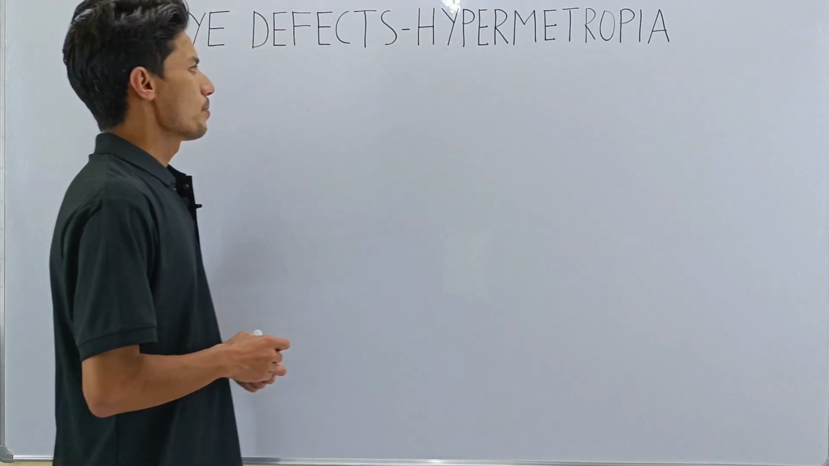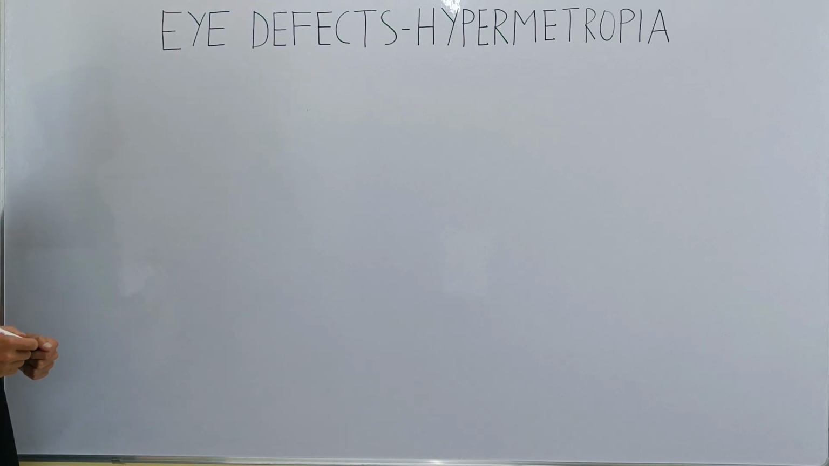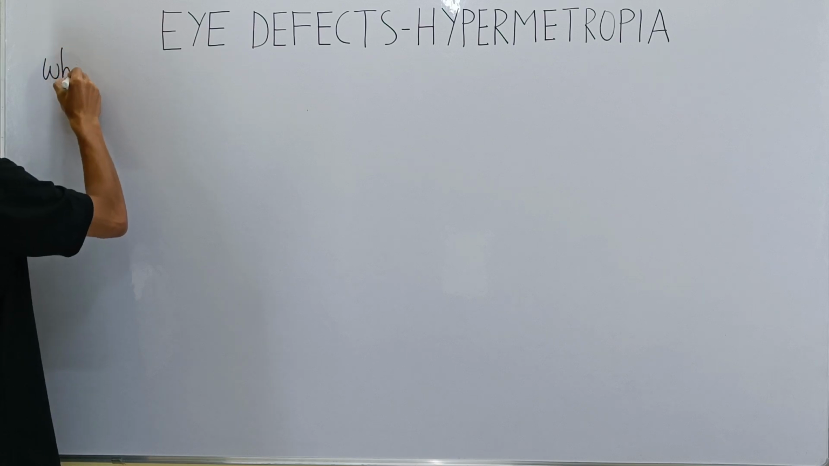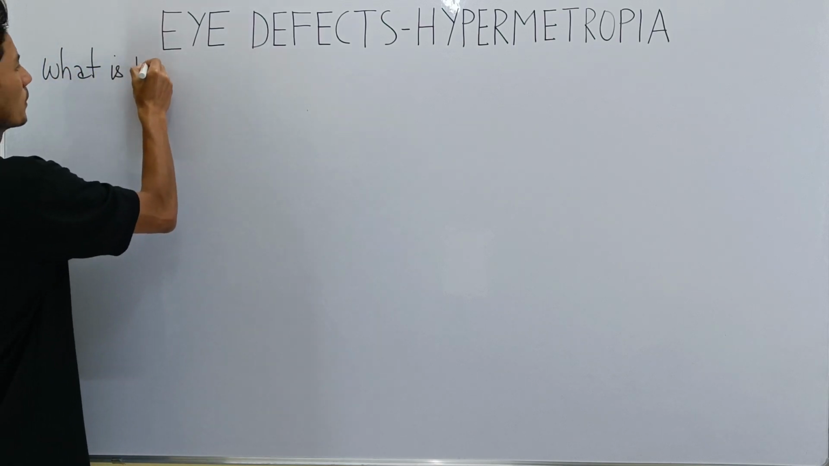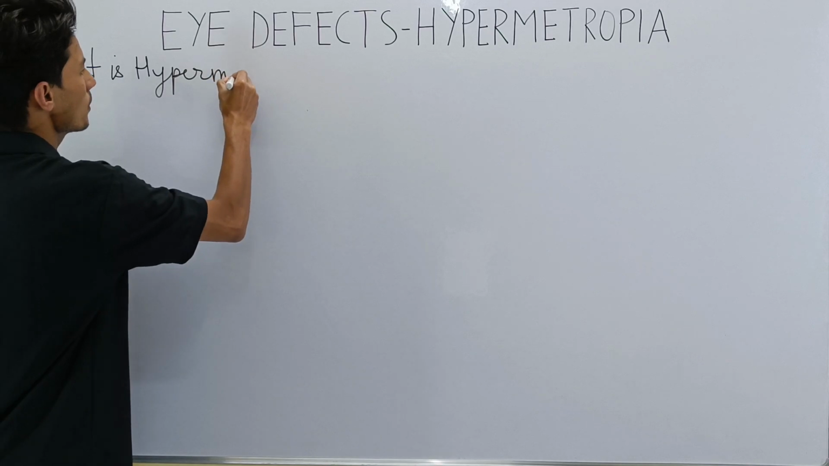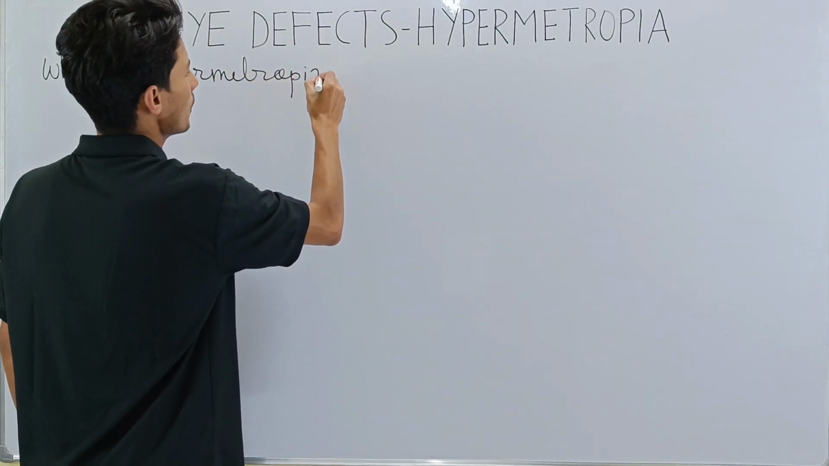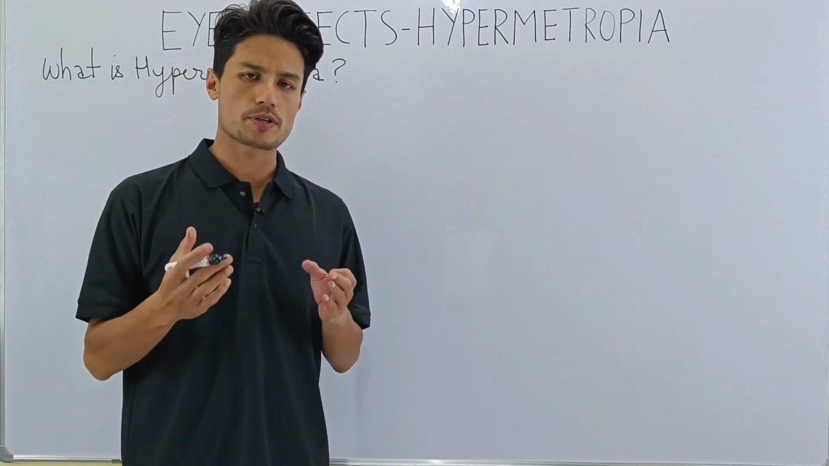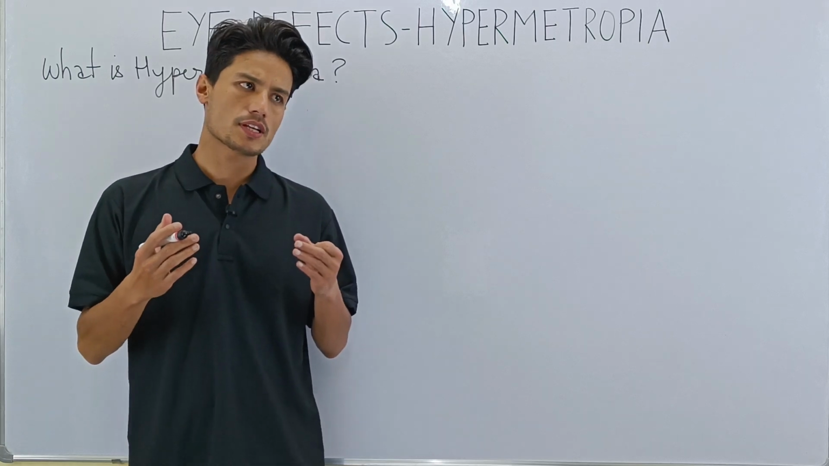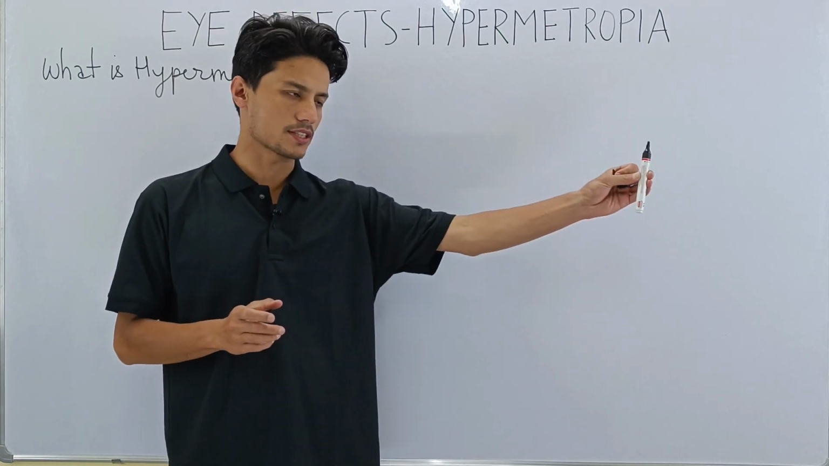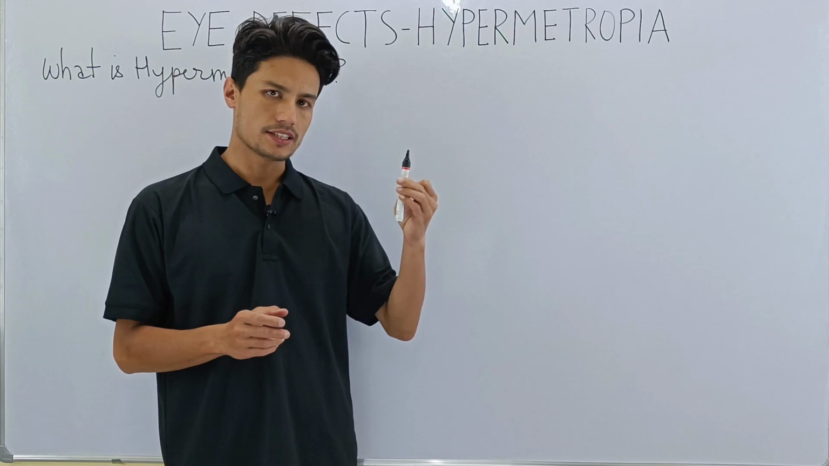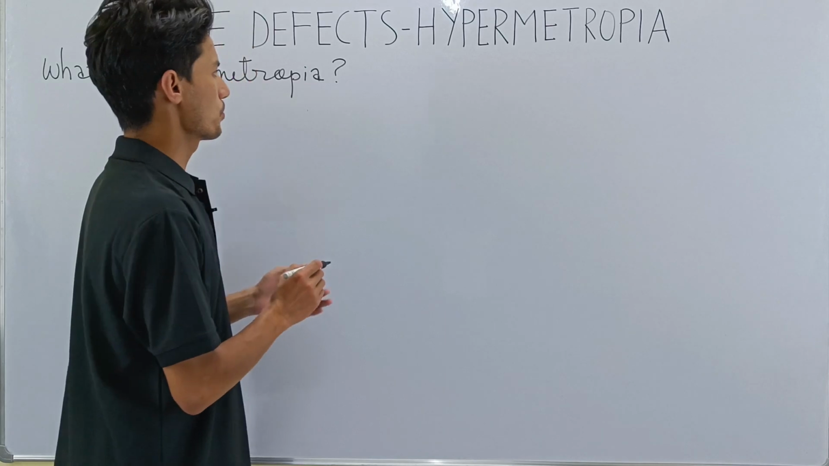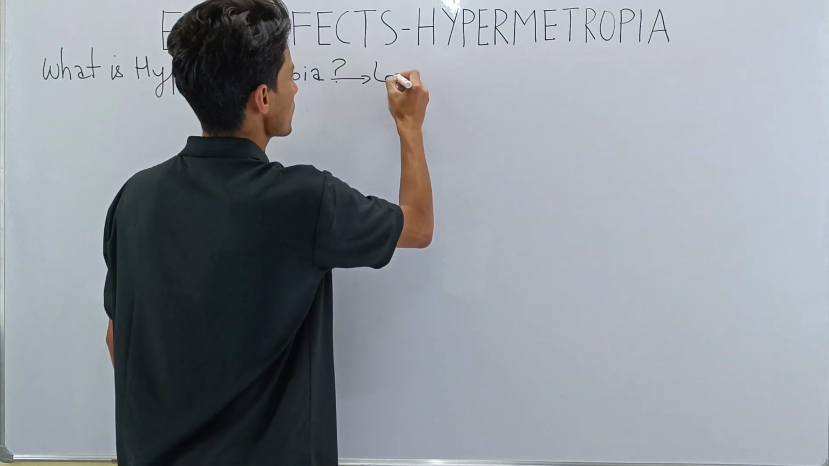So hypermetropia. Now what is hypermetropia? Let us first start with the definition. Like I just said earlier, hypermetropia is a defect of the eye in which a person has no difficulty seeing far objects but has difficulty seeing nearby objects. That is why this defect is also known as long-sightedness. So hypermetropia is also known as long-sightedness.